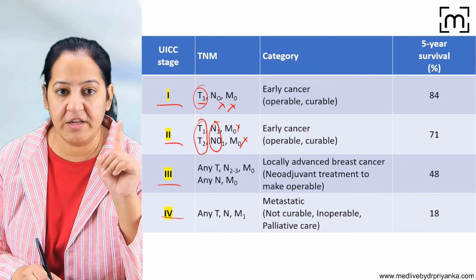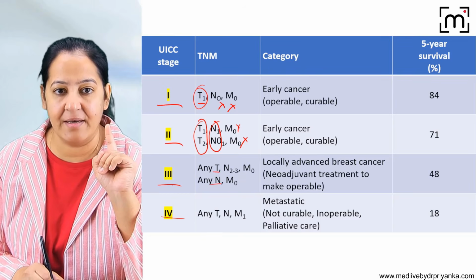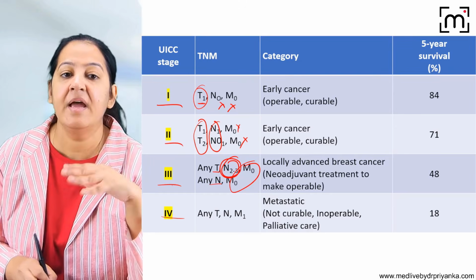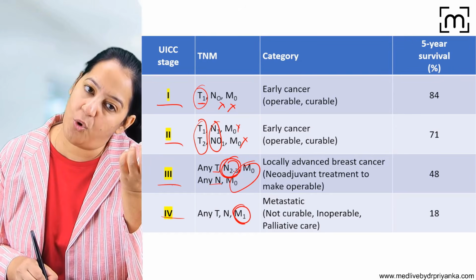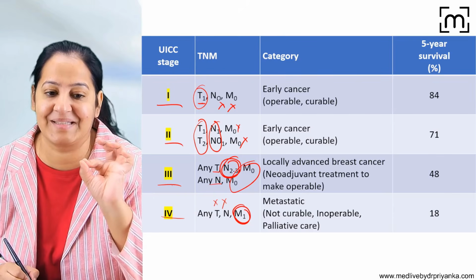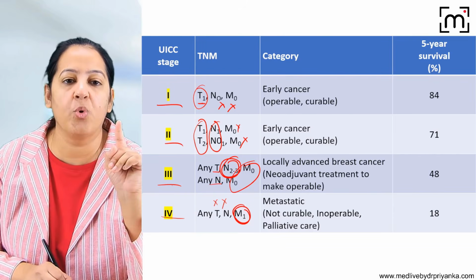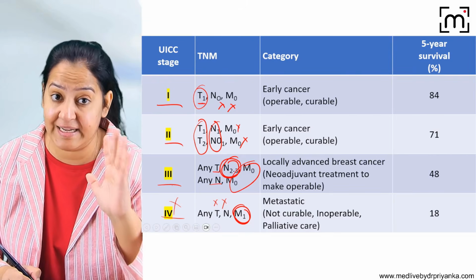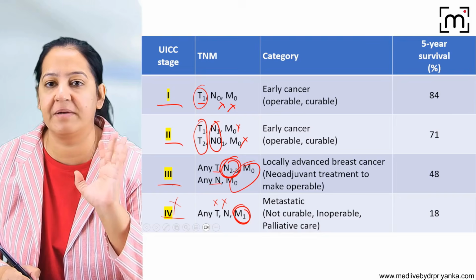In stage 3, whatever is the T, basically N is 2 to 3 here, but M is 0. There are no mets. In stage 4, metastasis is always present. Whatever T, whatever N doesn't matter, but it is metastatic. M is always 1. And there is no cure for metastatic stage 4 tumor. There is no cure available till date. It is under research, but no cure is available till date.